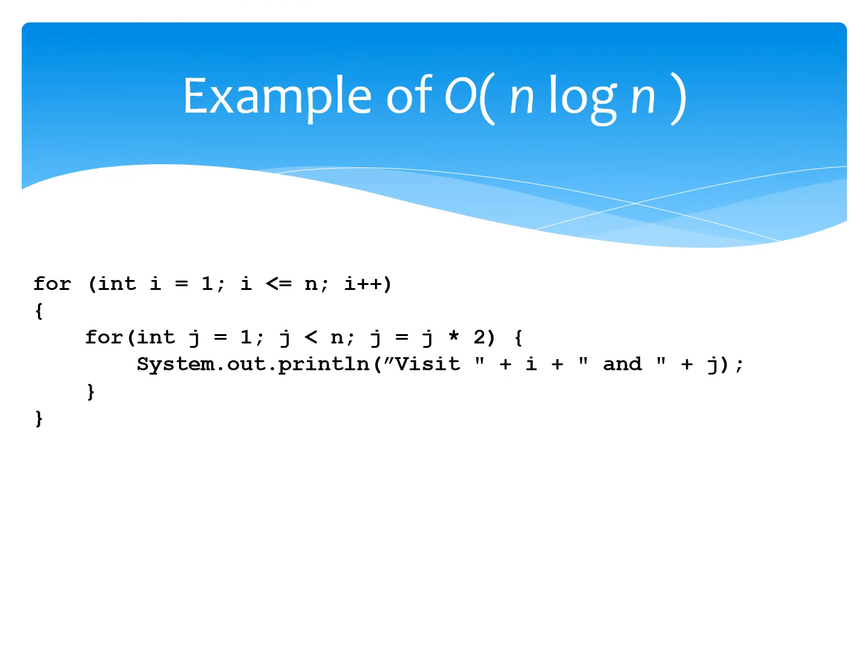In this example, we have a nested loop. The outer loop repeats n times, and the inner loop repeats log n times. And thus, the time complexity is big O of n times log n times 1, which is big O of n log n.